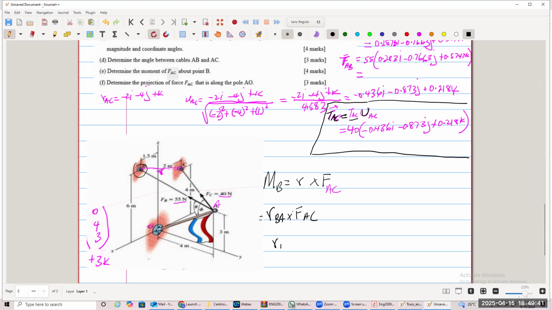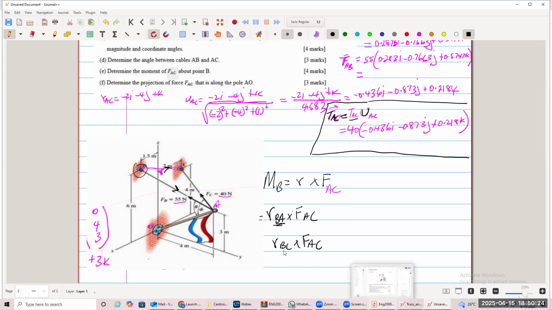You mean RBC, going from B to C, times F AC. Yes, sir. So one you reverse the order, and one you turn the arrow that way. That's what you're saying to me. In other words, you would have to reverse the order of your position vector AB to go that way. Yes, sir. All right. Let us look at the answer.